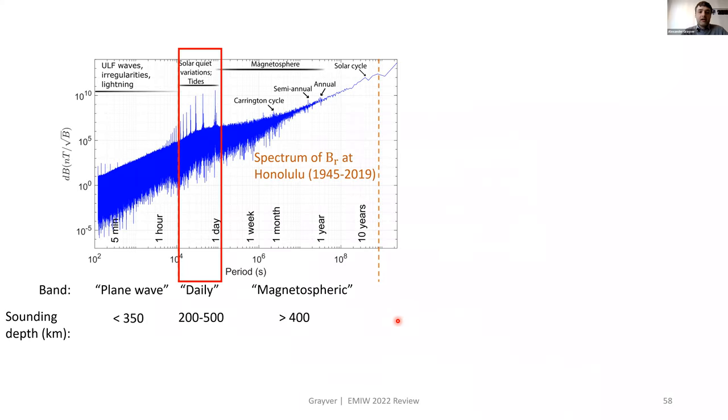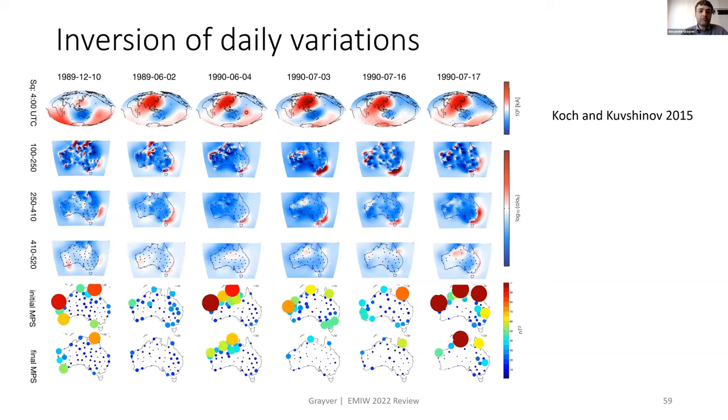So let's look at some of the case studies from these long period bands, and that will basically complete my review presentation and this talk. This was the work by Koch and Kuvshinov 2015, where they again used this AVAX data from Australia that was used in one of their earlier mentioned studies for deriving tippers and doing MT inversion. Here, the authors used this data to derive the responses at the daily periods due to the ionospheric current systems, and invert for the conductivity in the layers deeper down.